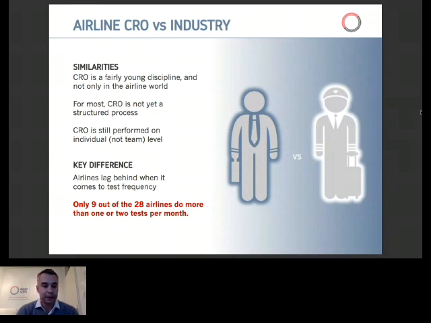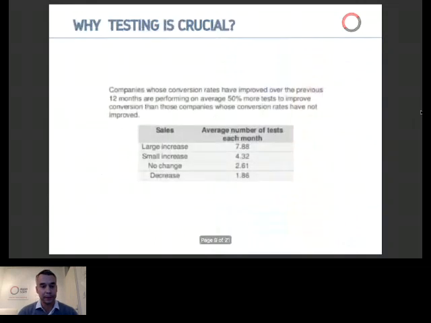Basically, this means that 19 out of 29 airlines do testing only on a project or ad hoc basis. And this was the key difference that we found. When we went deeper into what leaders do, we found this is the crucial element. Why is this testing quantity so crucial?